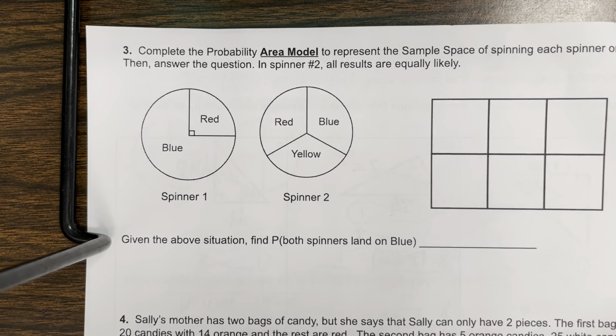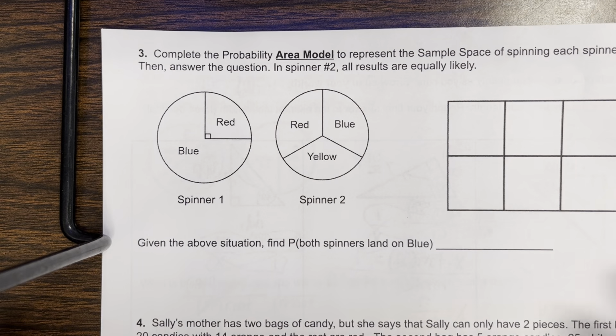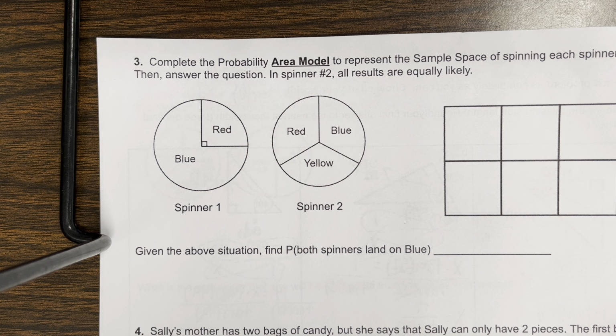All right, page 2, question number 3. It says, complete the probability area model to represent the sample space of spinning each spinner once, and then answer the questions in spinner number 2. All the results are equally likely. So it's just telling you basically the way it looks is how it is.